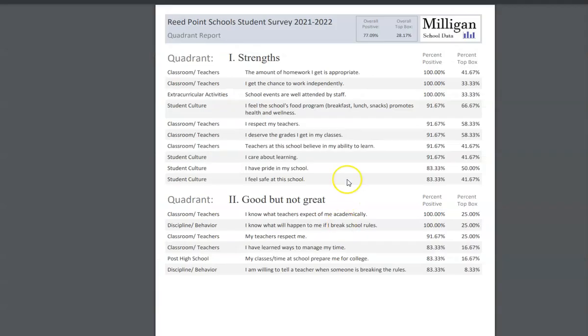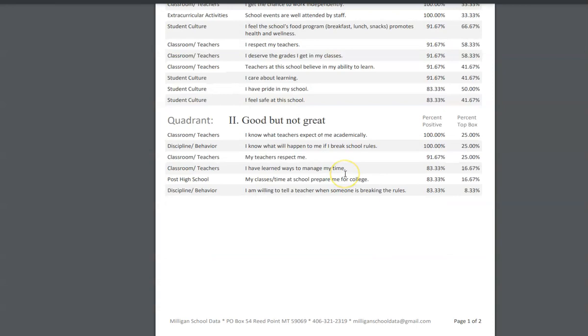And so if we go back to our Quadrant Report here, this is really the first look at what you can do with action plans. So all of these questions are things that your school is fairly good at, but people are not answering 5 on those questions. And so as you are identifying strategic priorities for your school, this is where you can start to look. And so, for example, I'm willing to tell a teacher when someone is breaking the rules.